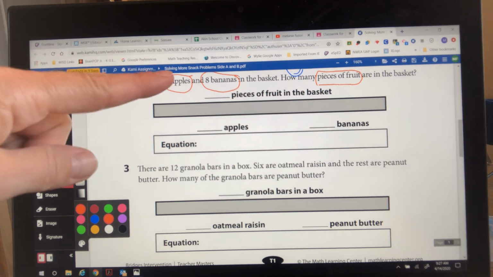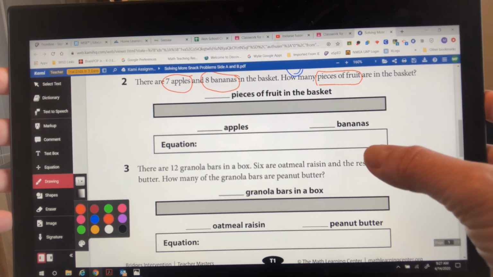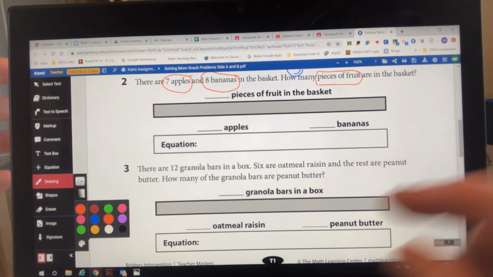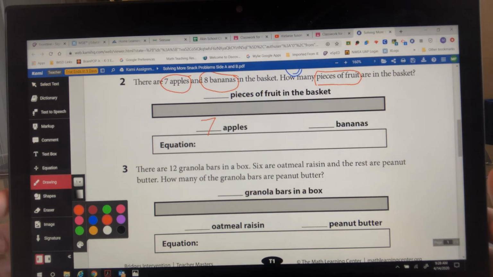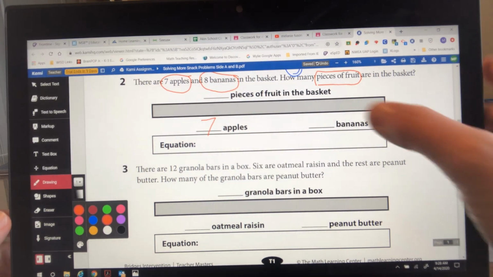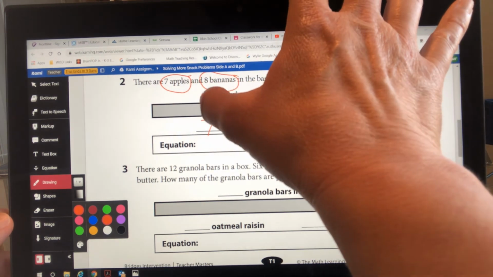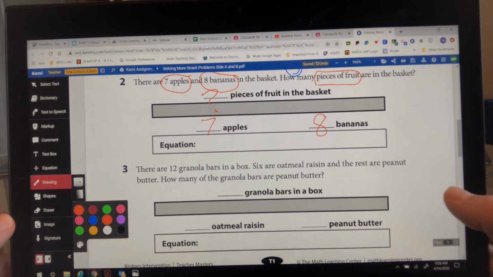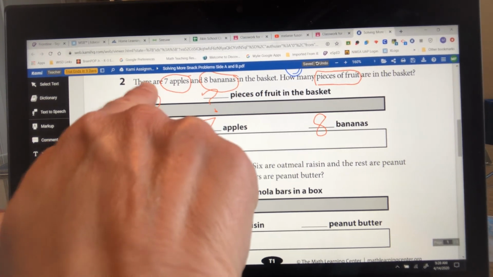So let's go through this. The 7 apples in the story, are those all of the apples or part of the apples? Well, since there's also bananas in the basket, the apples are part of the fruit, okay? The 8 bananas are also part of the fruit since I also have apples. And in this case, we are looking for the whole. The only time I add is when I'm looking for the whole.